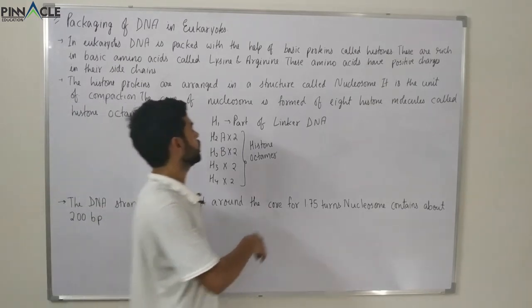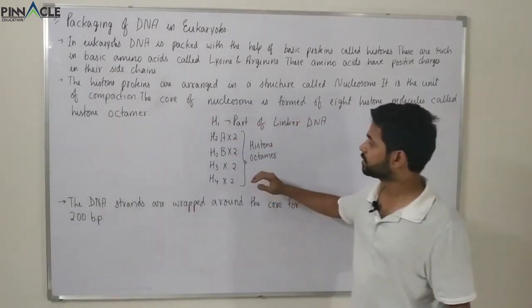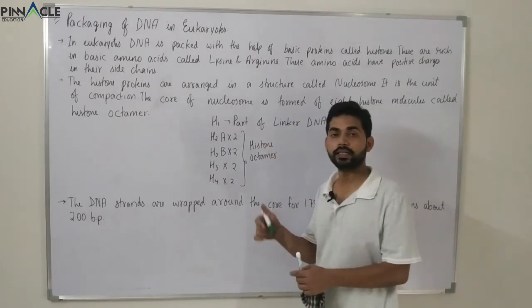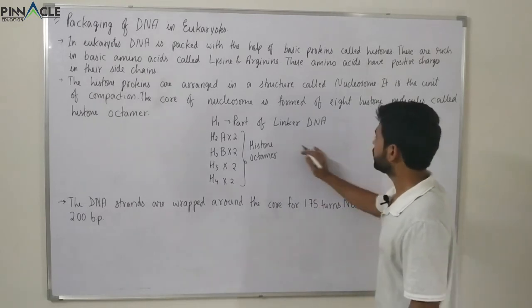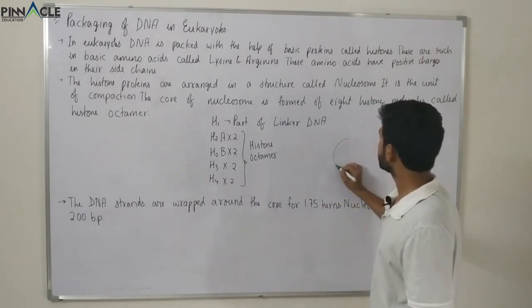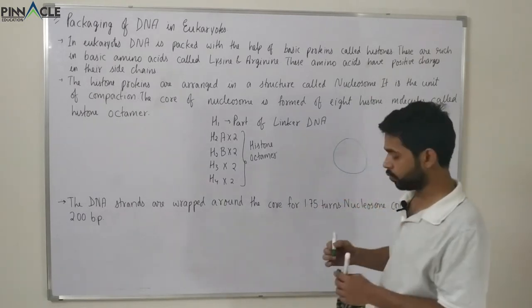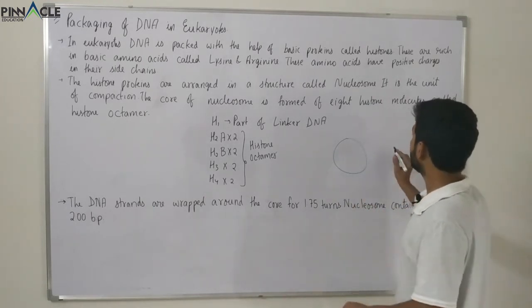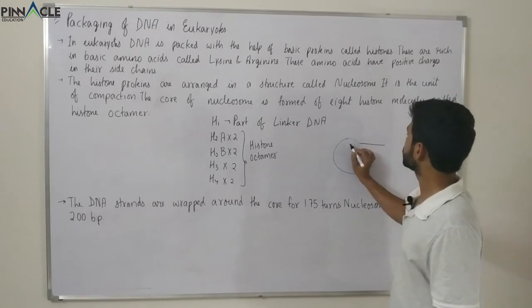So this is a spherical ball-like structure, this histone octamer, and around that the DNA strands wrap themselves, that is like this. If this is the nucleosome body or the histone octamer core, then the DNA strand will wrap around itself like this.